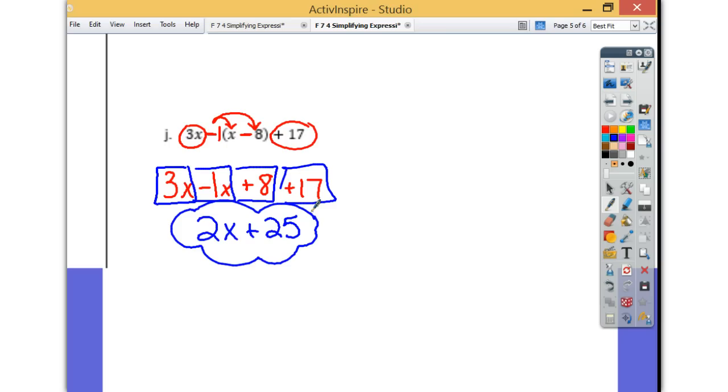Alright, so that is 7.4, distributive property and combining like terms used in expressions. So the homework will be pages 7 and 8 in your packet that go along with this.